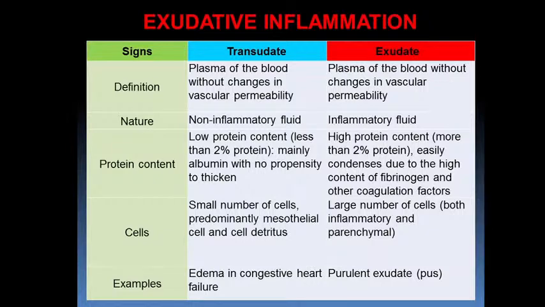An example of transudate is edematous fluid in congestive heart failure. For example, accumulation of edematous fluid in the abdominal cavity is named ascites. In the pleural cavity, hydrothorax. In the pericardial cavity, hydropericardium. Generalized edema of the body is named anasarca. These are all processes accompanied with accumulation of transudate. Exudate, for example, can be purulent exudate, pus, fibrinous exudate, serous exudate, and so on.